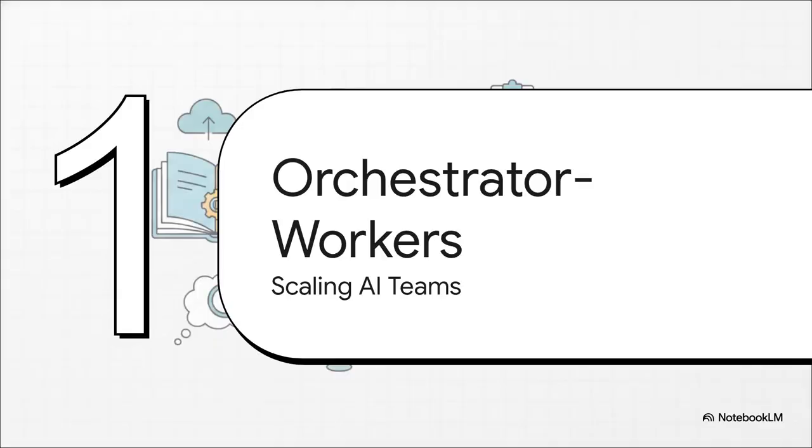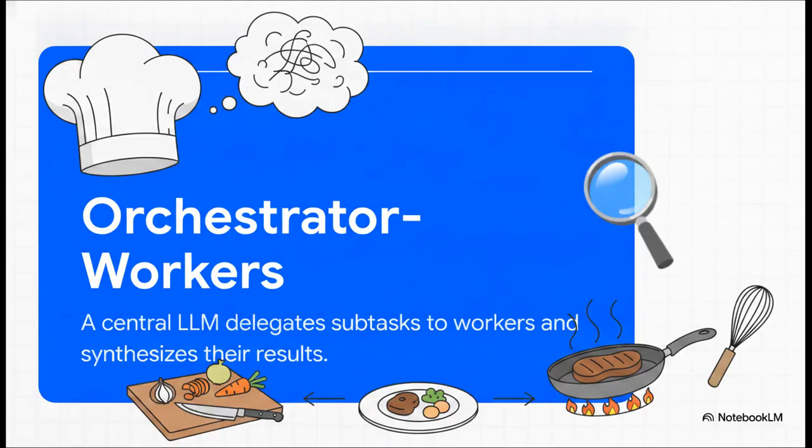Okay, Section 4, orchestrator workers for complex goals. Now we are scaling up to handle a massive banquet order that one single chef could never pull off alone. This brings us to key term number 4, the orchestrator-workers workflow. It's pretty much exactly what it sounds like.